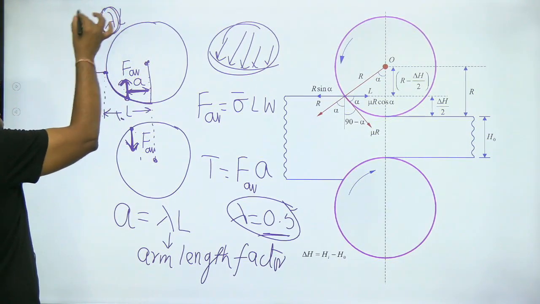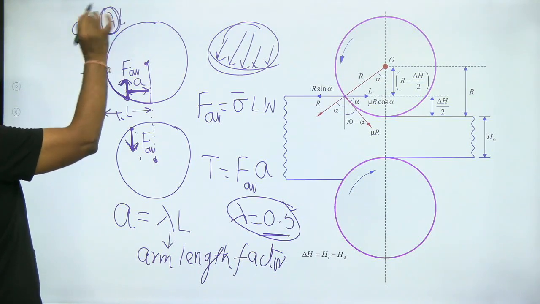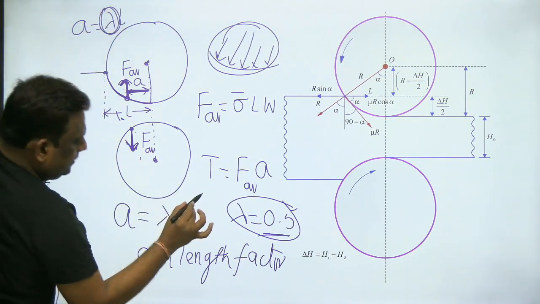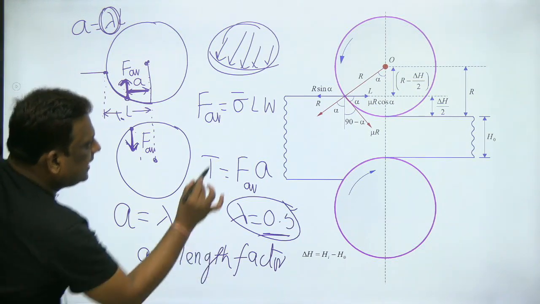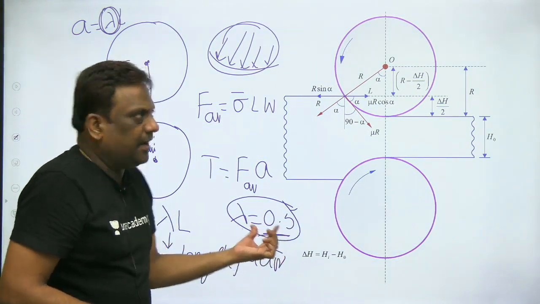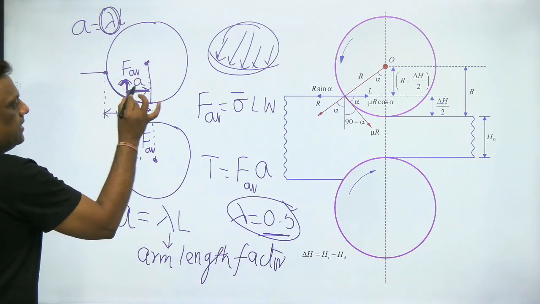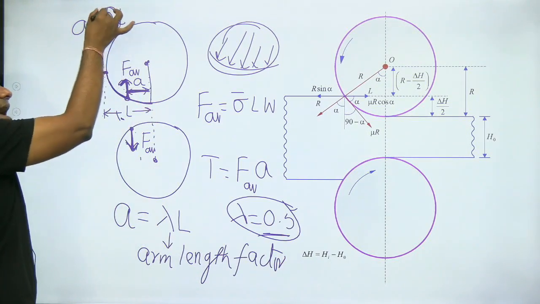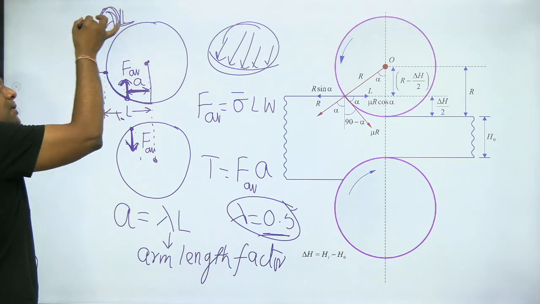So this actually is obtained from experiments. Therefore lambda into L. Lambda will be given, you don't have to worry about this lambda. So then what do you do? Calculate A. How do I calculate A? Lambda into L. Lambda will be given, L can be calculated. So A is known.